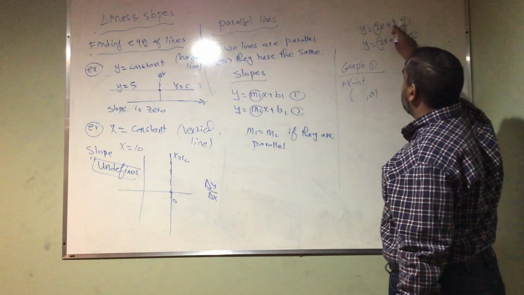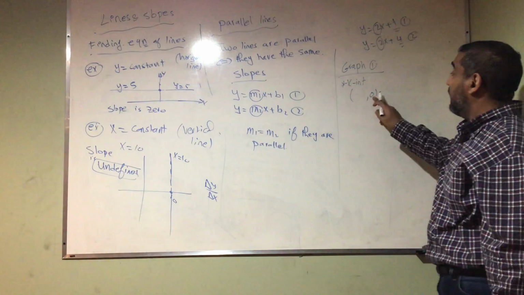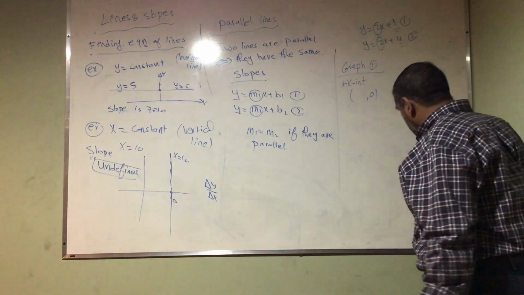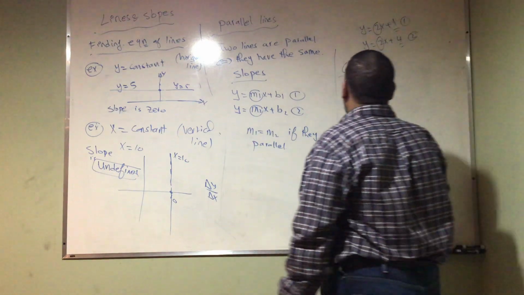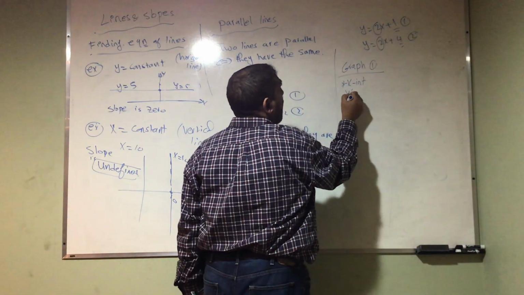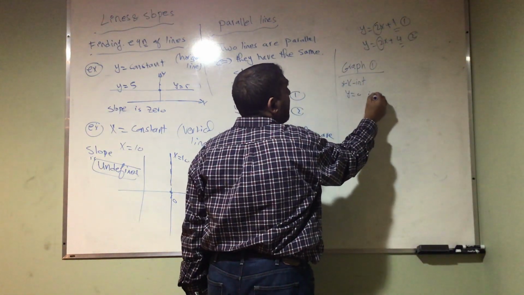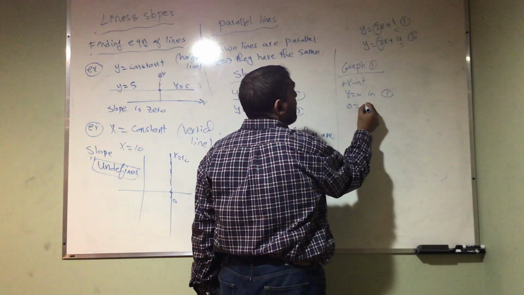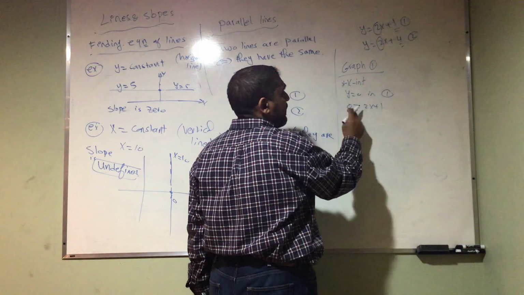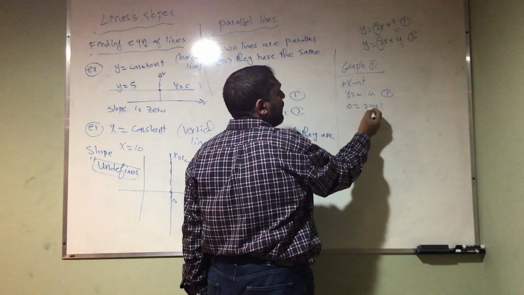How to get the x-intercept? You put y equals 0 in equation 1. So because it's not clear here, if I put y equals 0 in equation 1, what do you get? You get 0 equals 2x plus 1, and then you have to solve this one.